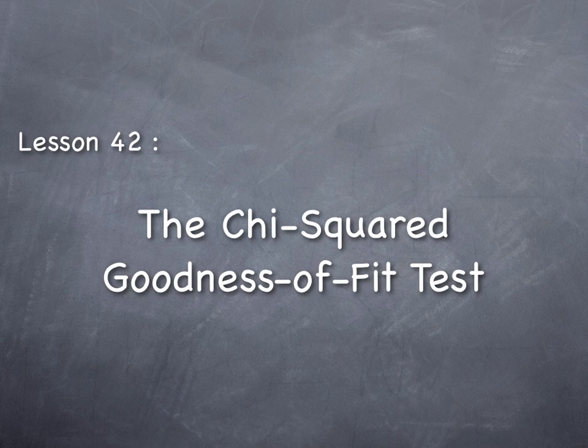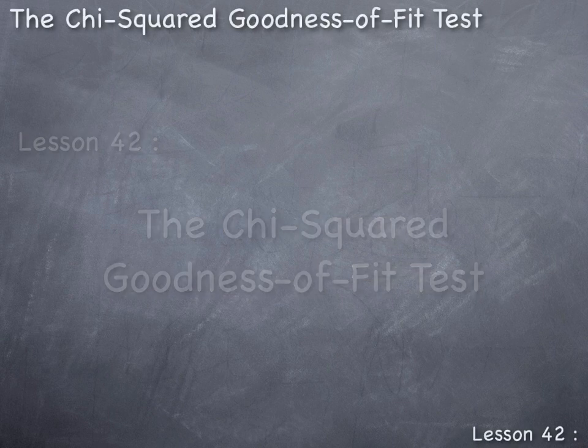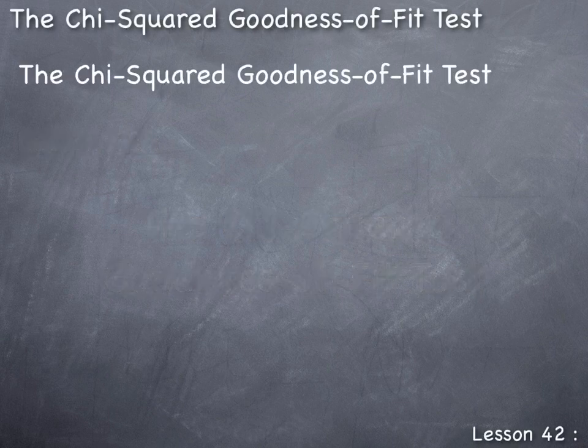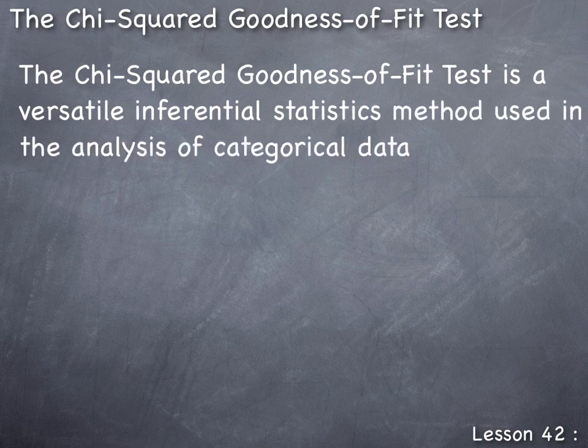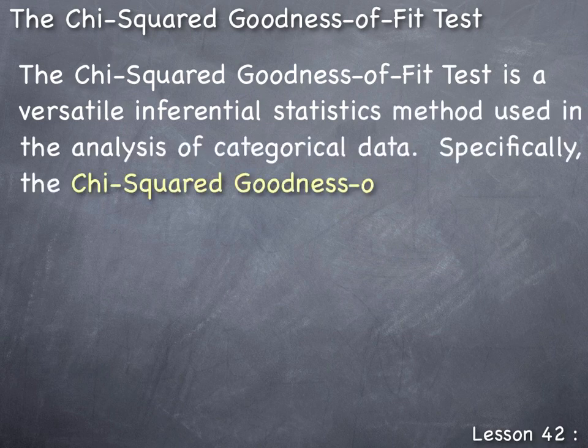Lesson 42, the chi-squared goodness of fit test. The chi-squared goodness of fit test is a versatile inferential statistics method used in the analysis of categorical data.